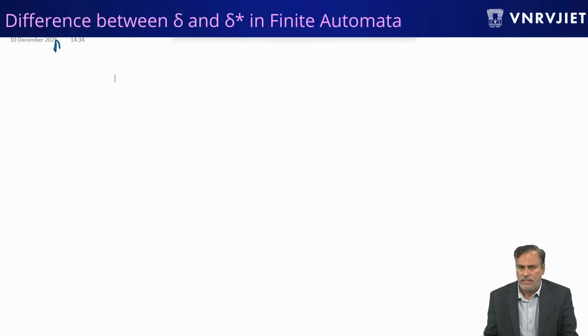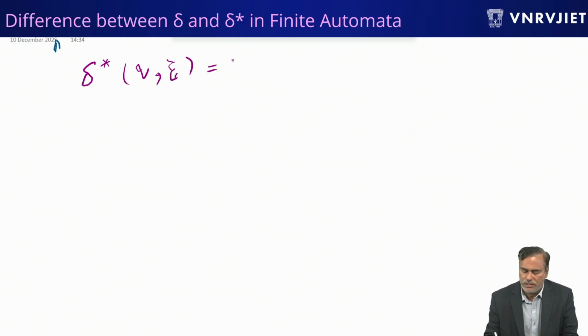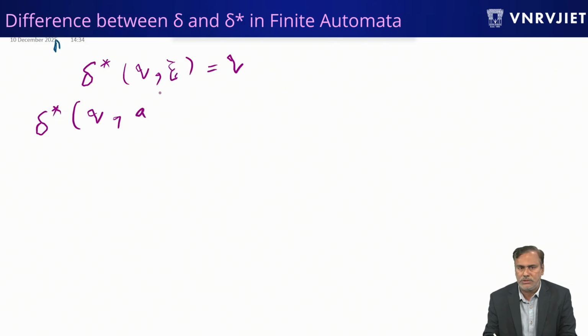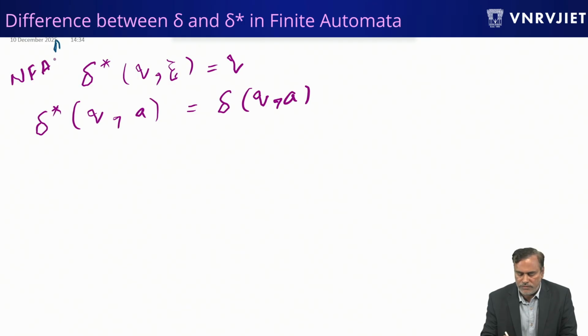If I use delta as the transition function, delta star of Q on epsilon is Q itself, and then delta star of Q, A, where A is some input symbol, is delta of Q, A. I am talking about NFA, non-deterministic finite automata.